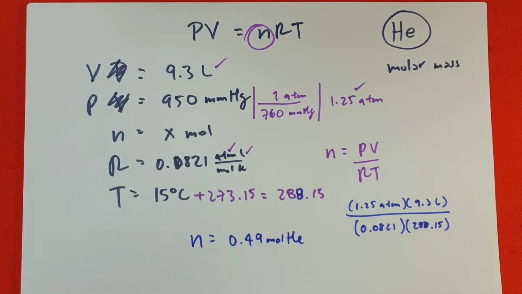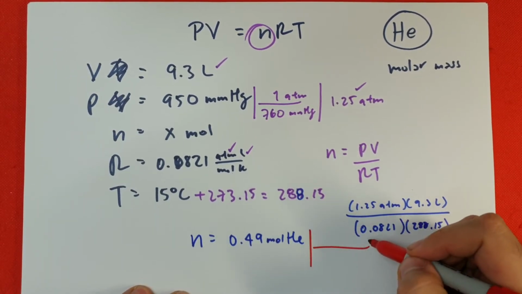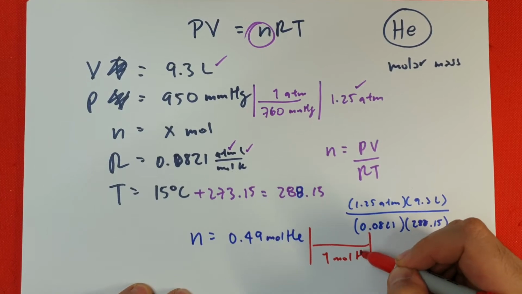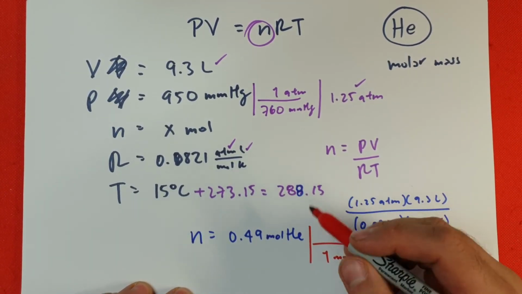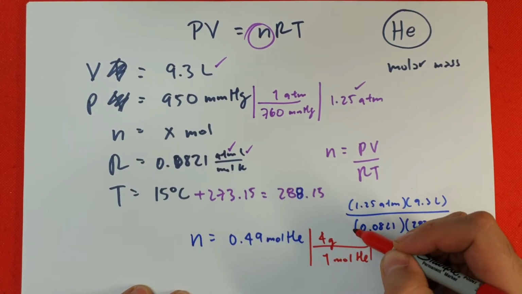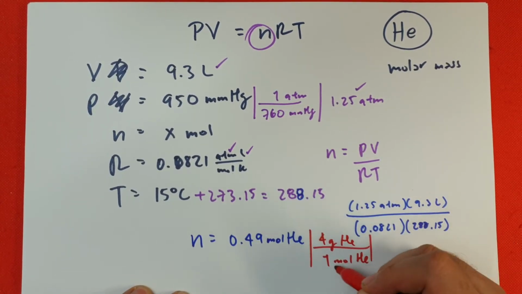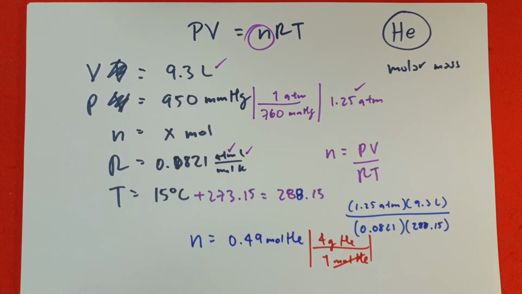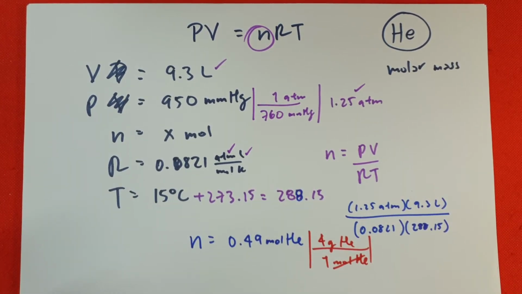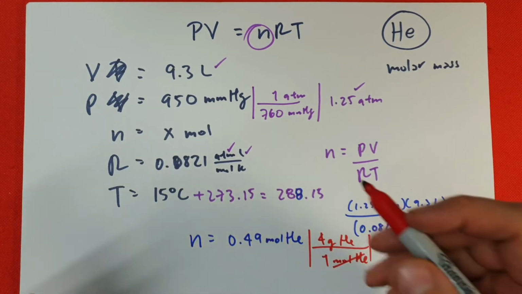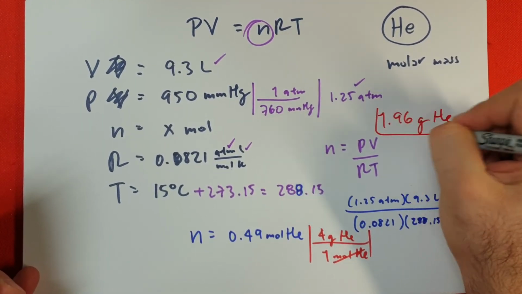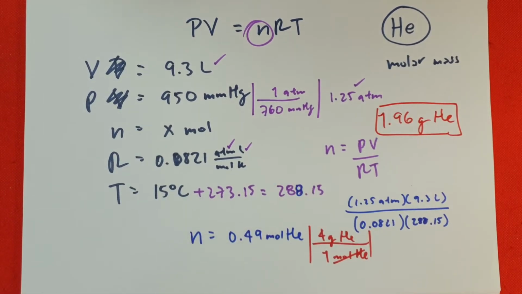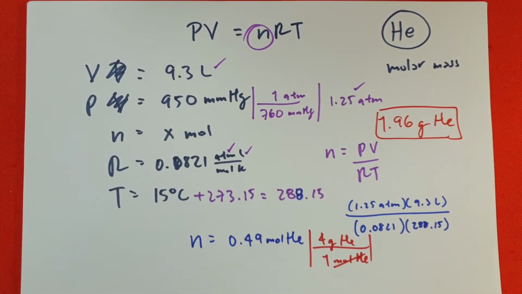But let's just say, for argument's sake, that we know that 1 mole of helium, which is not diatomic, it's a monatomic gas, is 4 grams per mole of helium. So moles cancels out, and our answer is 4 times 0.49, and the answer is 1.96 grams of helium contained. So as you can see, this is pretty straightforward.